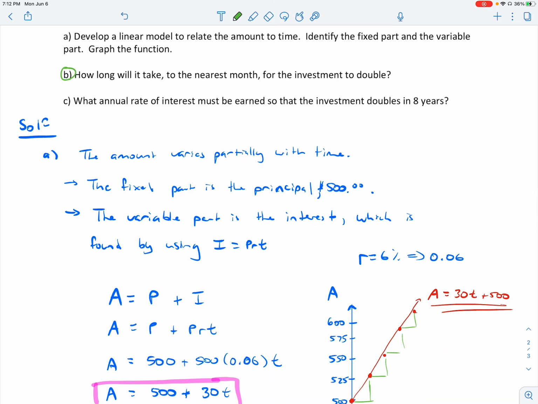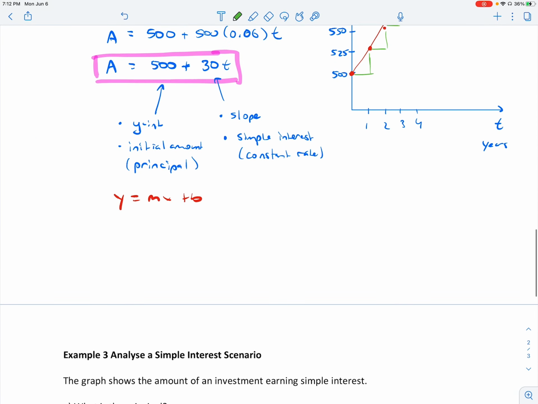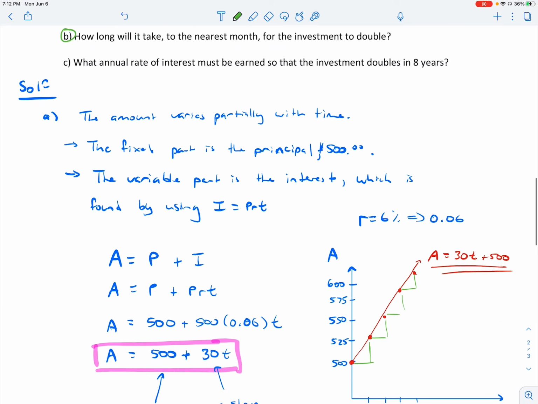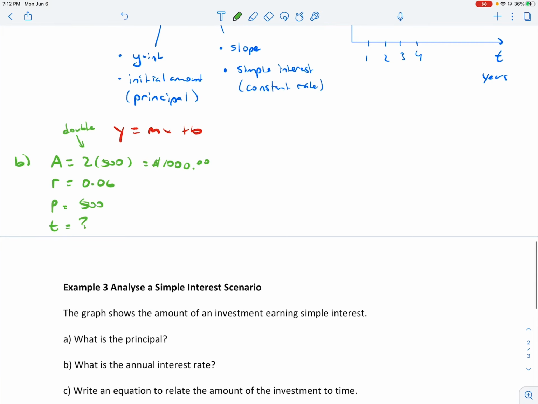All right, for part B, it says how long will it take, to the nearest month, for the investment to double? So I'm just going to do this in green. They want to know when the amount in the account is going to equal 2 times 500, because it needs to double. So they want to know when it is going to be 1,000. So the rate is still that 6%, as a decimal, 0.06, and the principal is still 500. And now we're looking for time, right? The question said how long will it take? We want to find time.